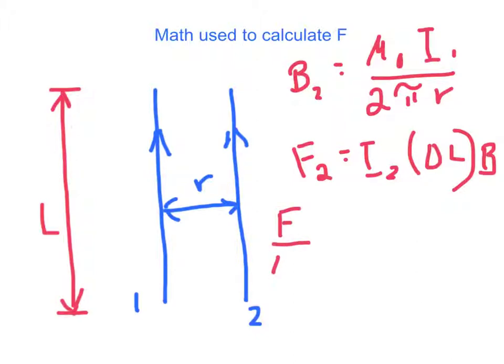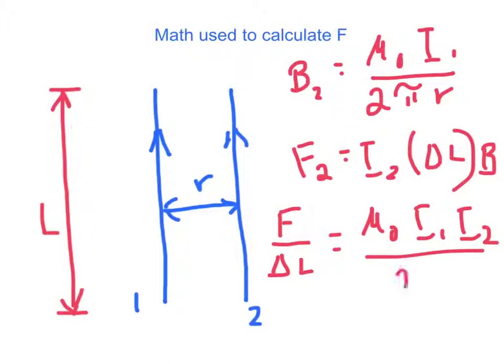So now, let's combine those two equations, and I'm going to get force, and I'm going to go ahead and divide by delta L, because I usually don't have to fool with that. What I'm talking about is the force per unit length. And when I put those together, all I'm simply going to do is take I2 times B2. So when I do I2 times B2, what I get is mu naught I1 I2 divided by 2 pi r.